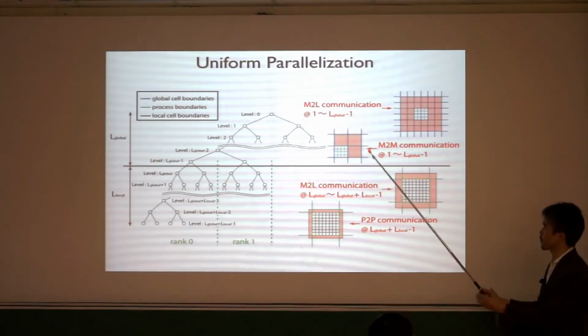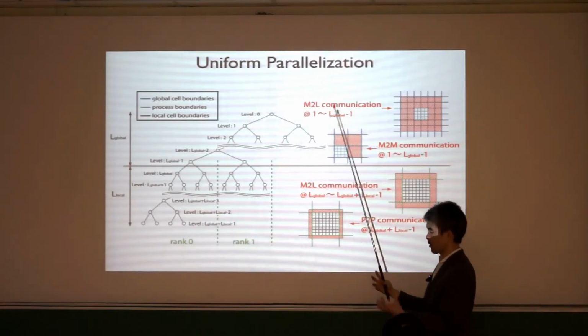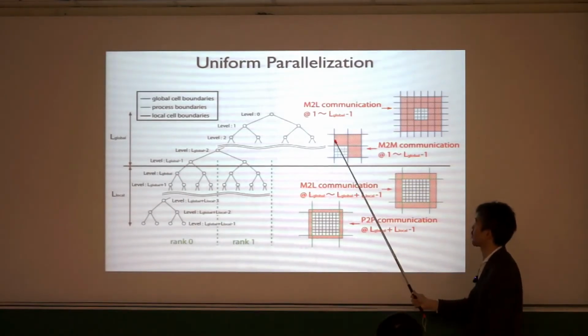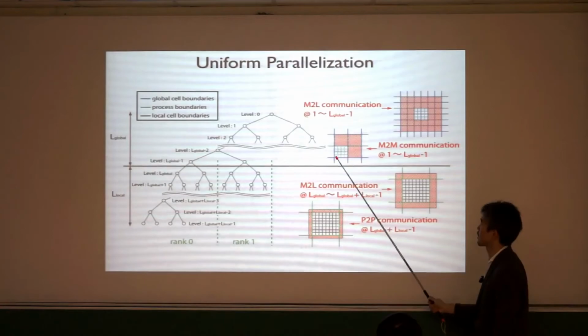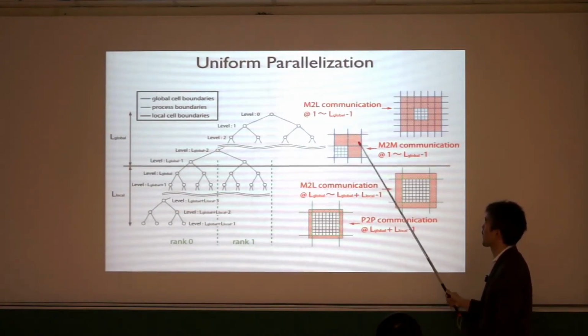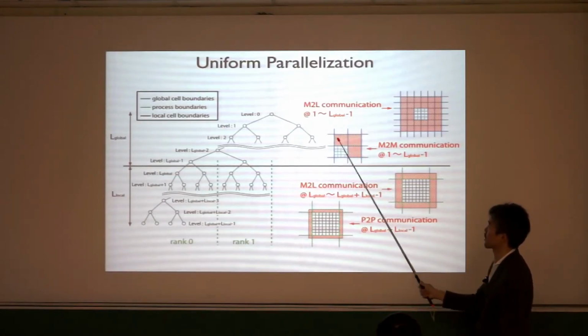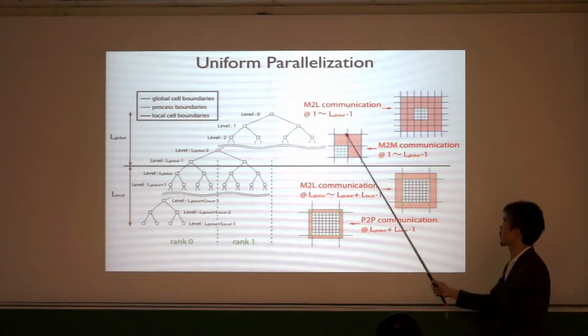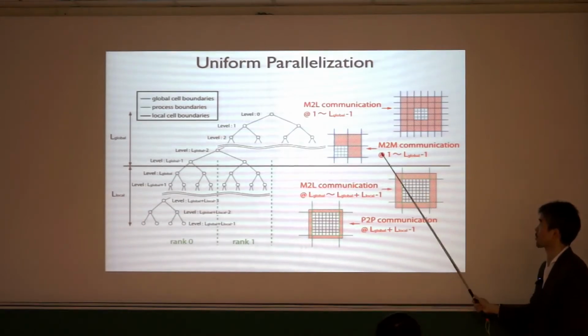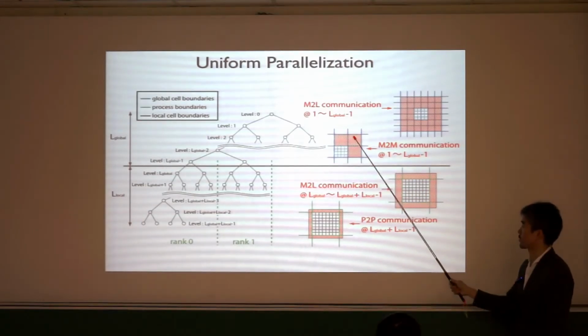For the M2M, to create the multipole expansion at this big node from the small ones, like these four, you need the information. Say that you only have this green part, and these are on remote nodes. Then these three you need to send to construct this big one here. So this is the communication that's needed for the M2M computation.